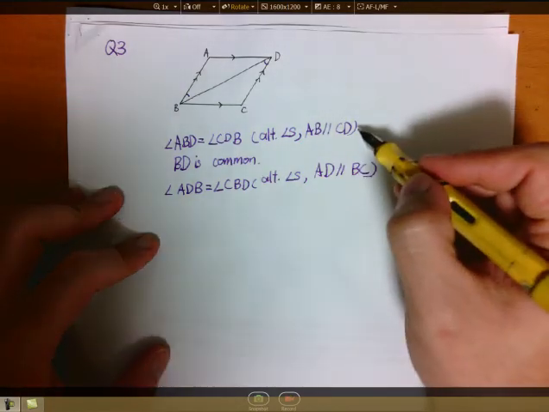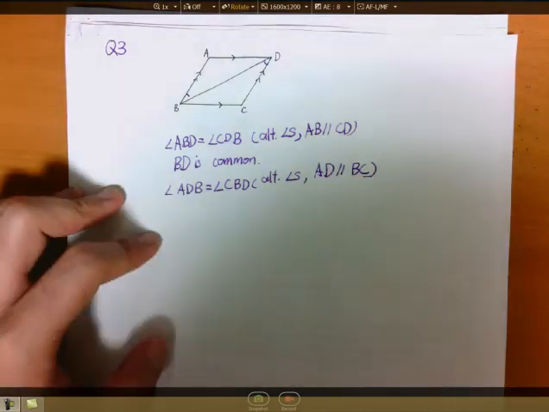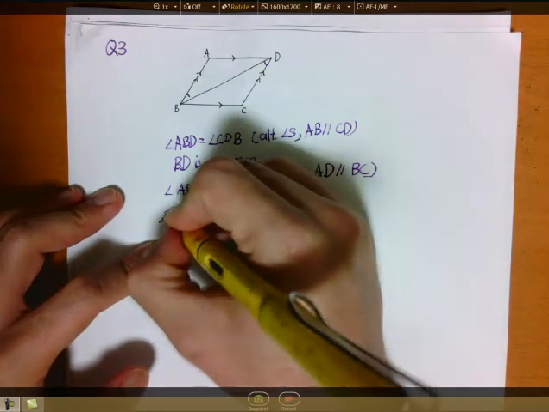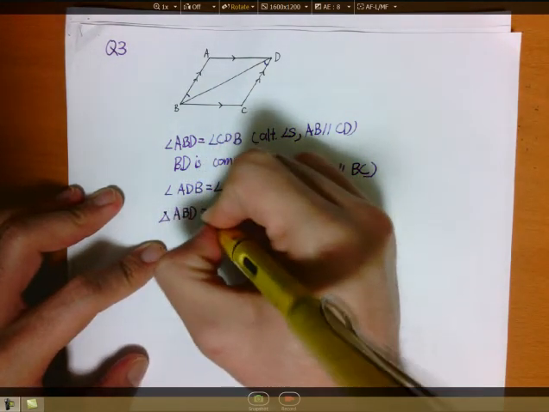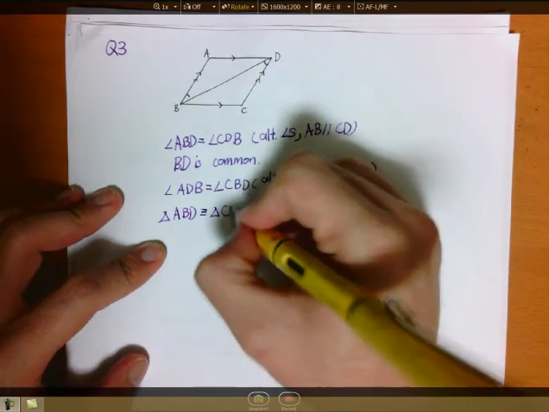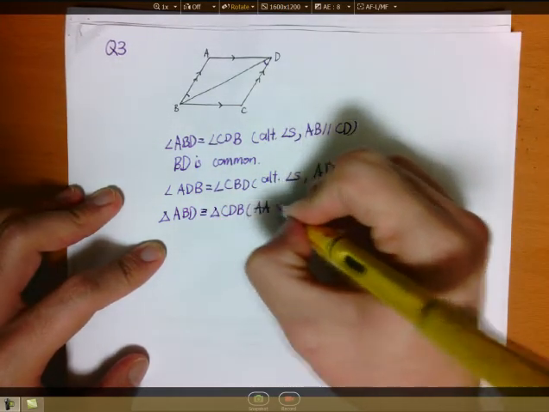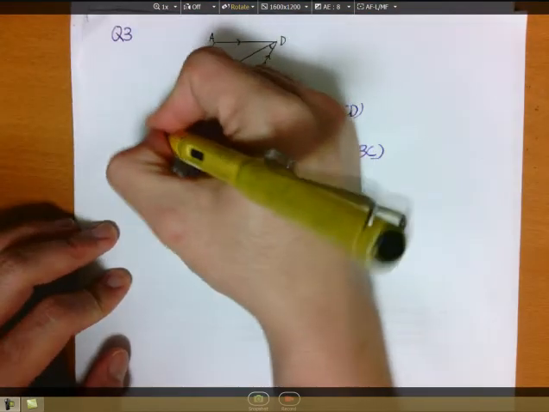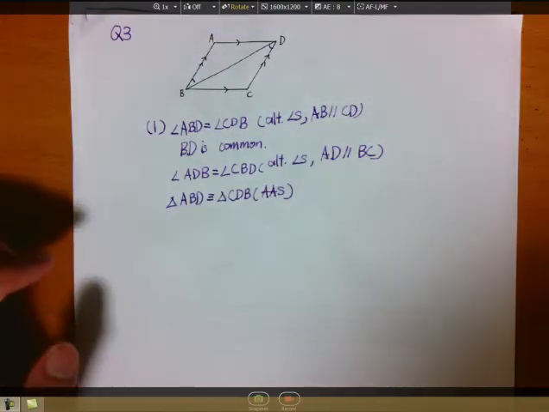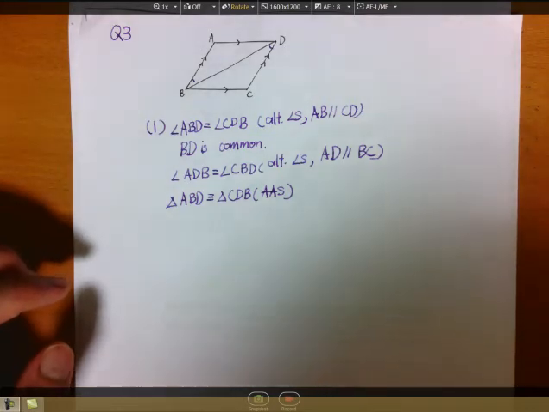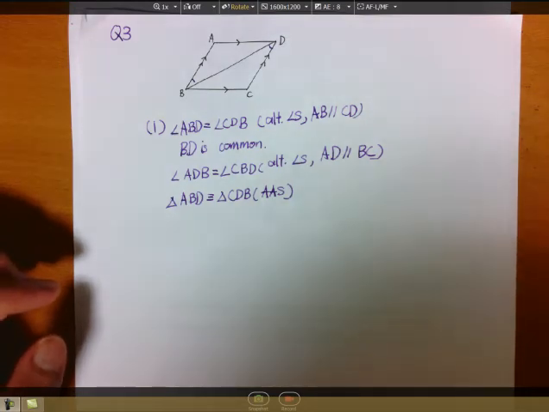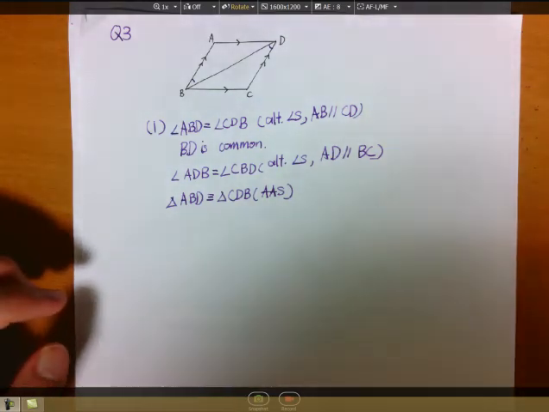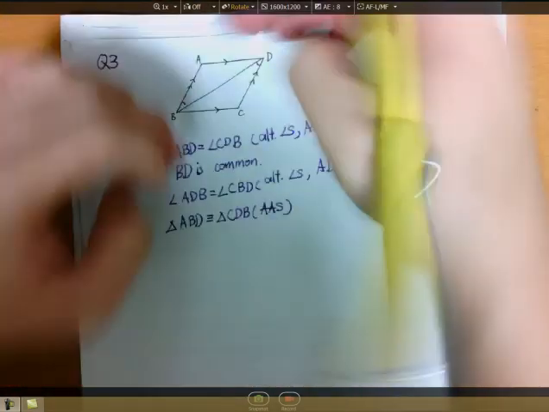Then notice I got two angles and one side. That is sufficient proof for congruency. So I say that triangle ABD is congruent to triangle CDB by angle, angle, side congruency. And I am done with question 3 part 1. Now we move on to question 3 part 2. Hence prove that the parallelogram ABCD has two pairs of equal sides.